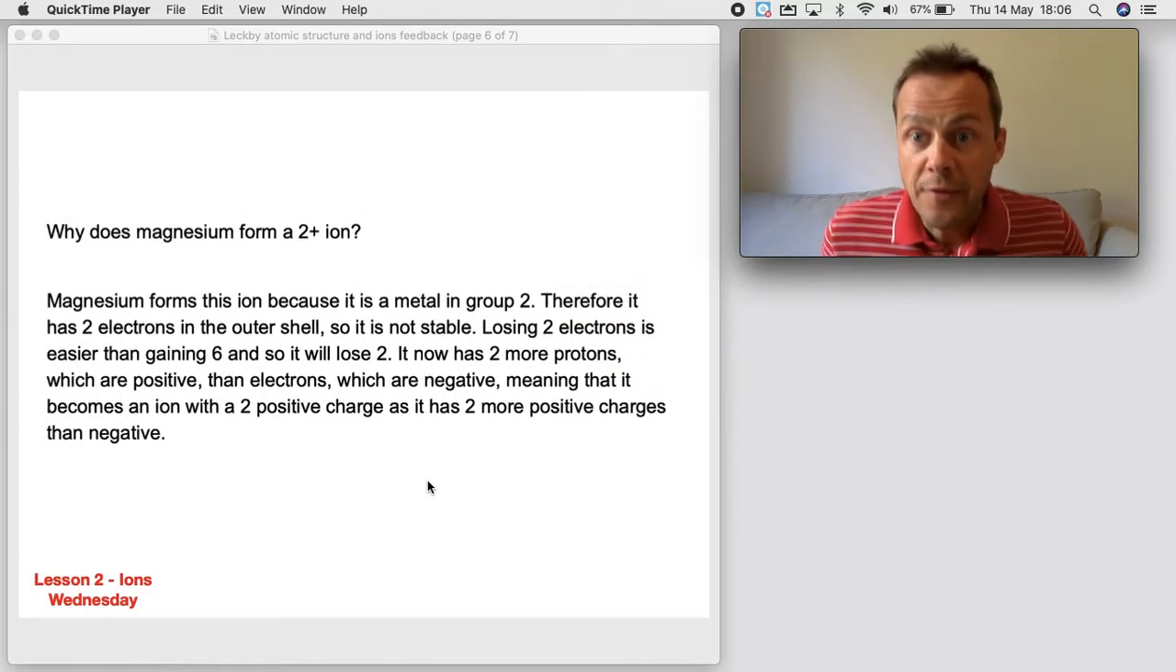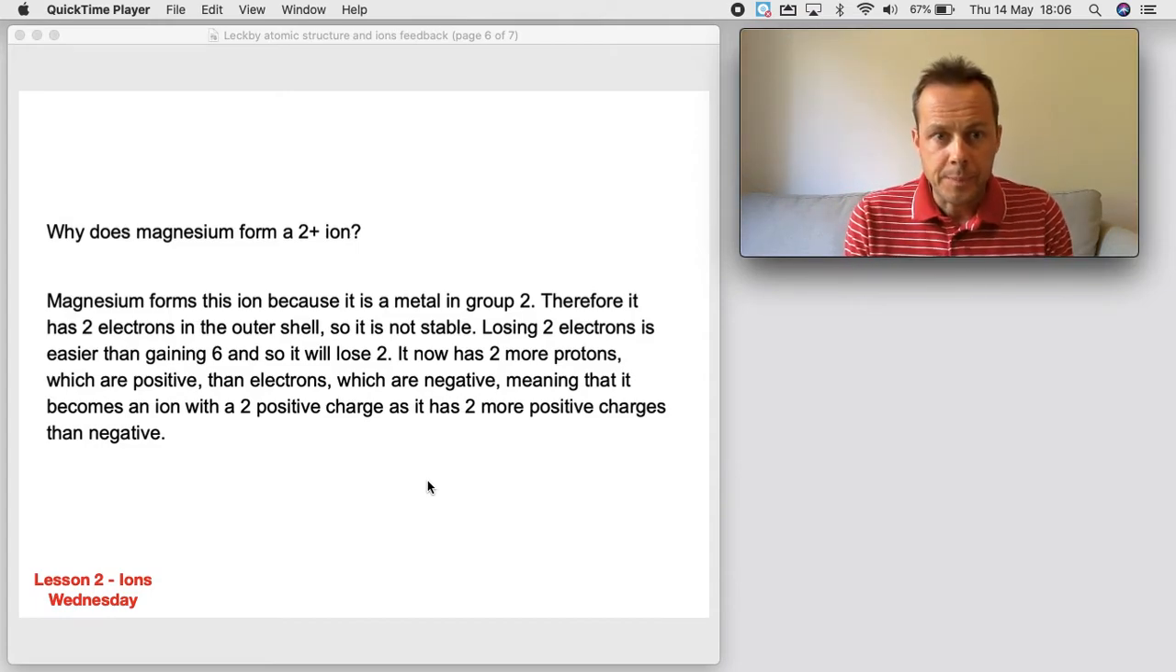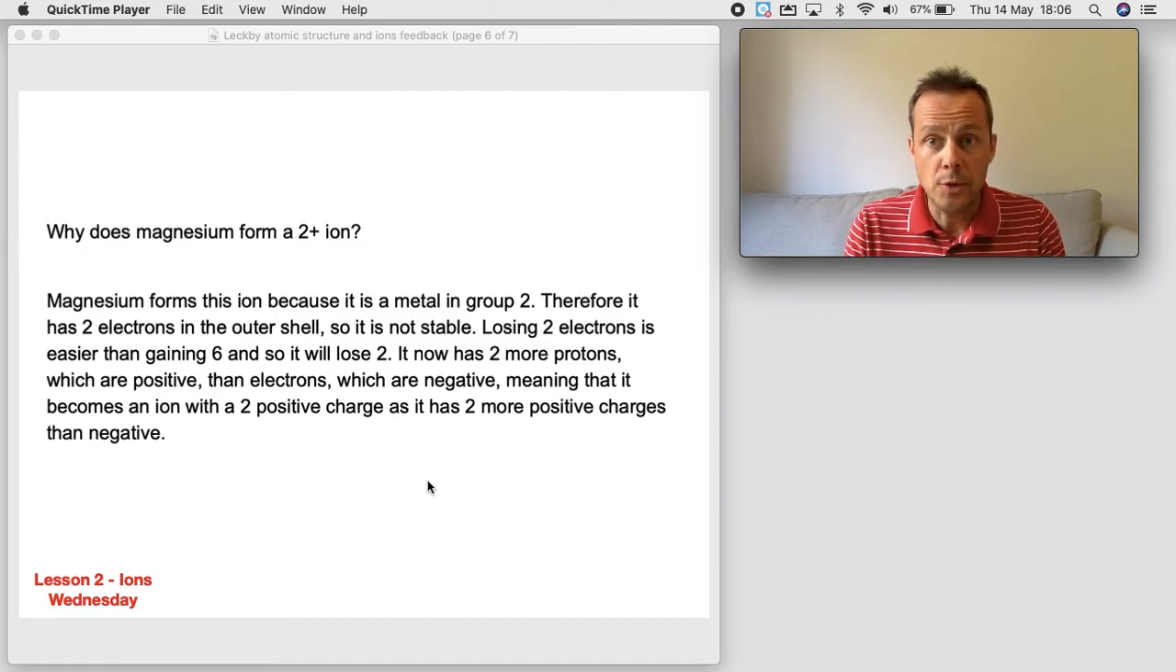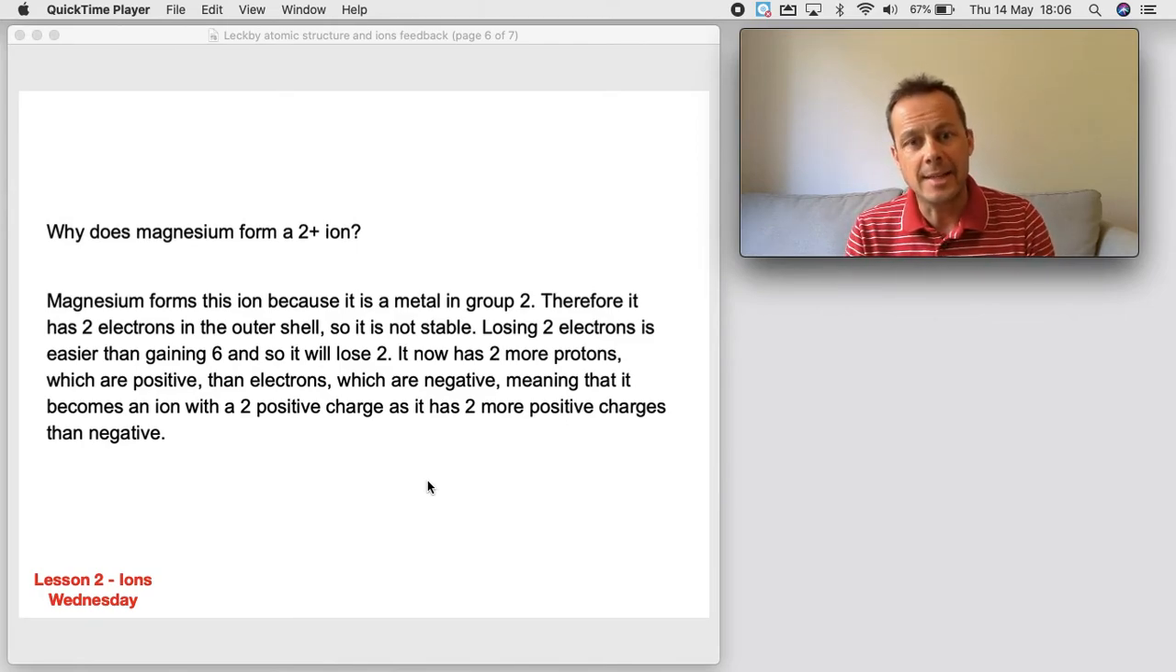So looking specifically at an example for magnesium. Magnesium is a metal. We know that because it's formed a 2+ ion. Now the reason why it forms a 2+ ion is it has 2 electrons in its outer shell. It's unstable. To gain a full outer shell, it could lose those 2 electrons or gain 6 electrons. Now, what magnesium will do is lose 2 electrons.